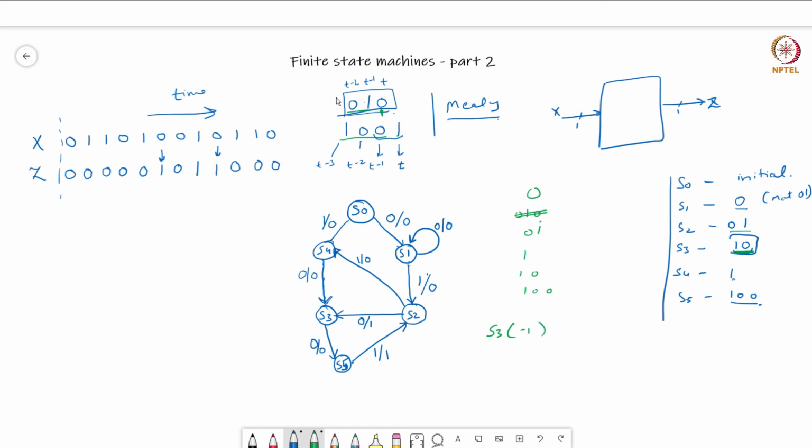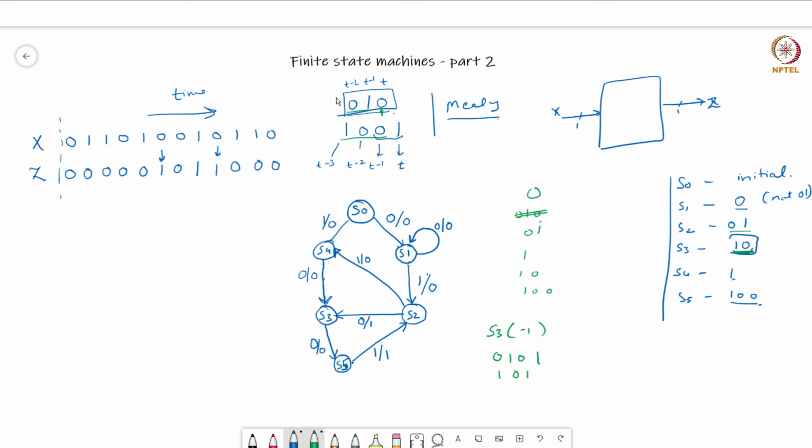If input is 1, the possible sequences are: one sequence is 0, 1 and 0, and then another 1. So this could be the sequence. I could have reached S3 because of this path, S0, S1, S2 and S3. The other path could have been S0, S4, S3, that means 1, 0, 1.